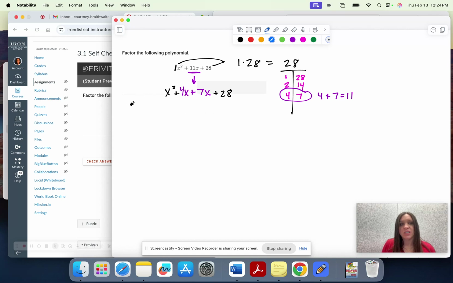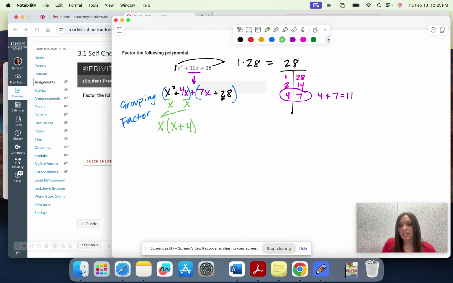And now I'm going to do this thing called grouping. Okay, I'm going to group my first two and my second two and take out a common factor. So when I look at my first group, I can see that both of these have an x. So I'm going to factor out an x, which means I'm going to take an x and write it in the front. And I'm left with x plus 4.